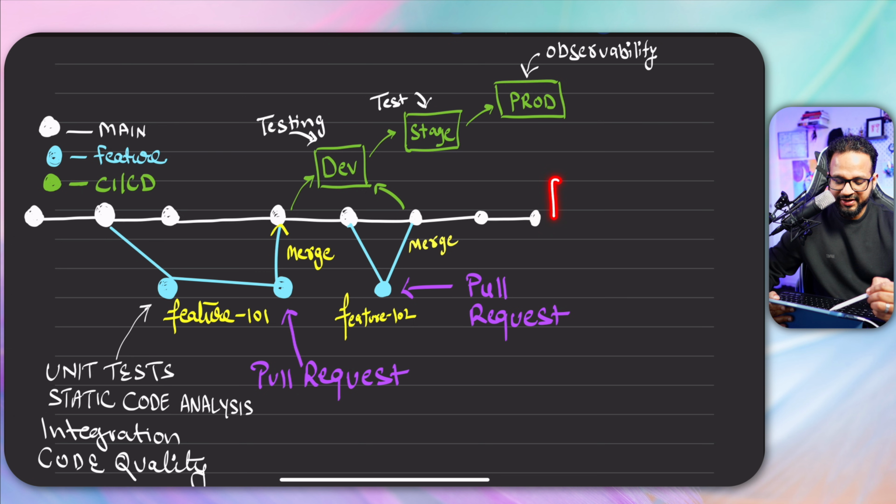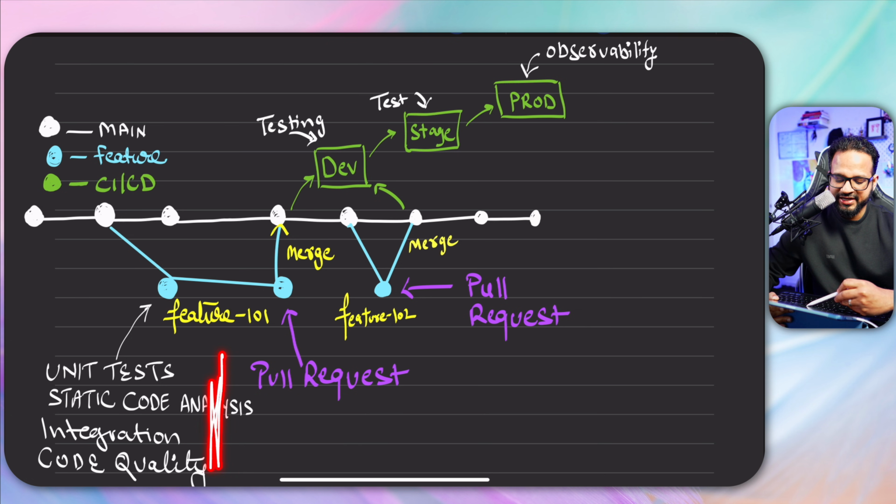Now the white one is your main branch, where your active production live code is. Then you create a new branch out of it and call it feature 101. This is where you'll be making your code changes and testing them. When you create the feature branch and check in all your changes, these are mainly the tests that will be triggered. This is not the exhaustive list: unit test cases, usually automated, static code analysis, integration tests, code quality check, test coverage, and so on. All those things will be done over here.